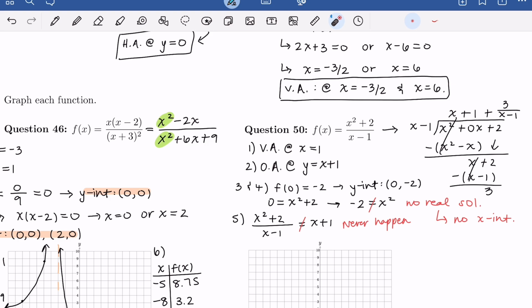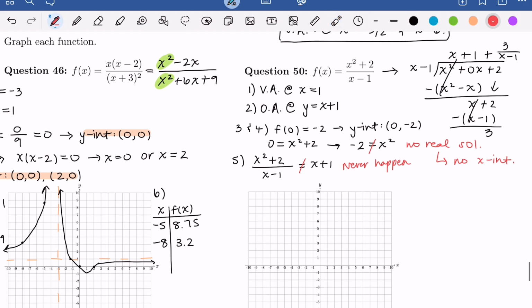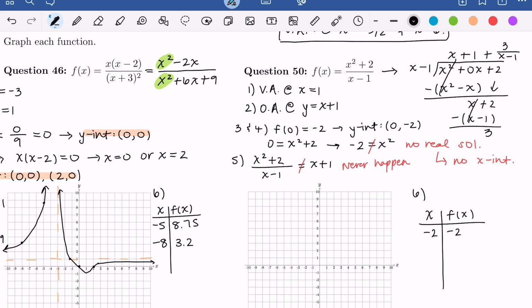And then lastly, for step 6, we might want to plug in some points and see the behavior of this function, because we really only have one point here, the y-intercept. So we're going to plot some points. Let's plug in some x values and see what we get out. If I plug in negative 2 into this function, I get a negative 2 out, so that's a nice number. Let's see what happens if I plug in a negative 3. I'm going to get negative 2.75. If I plug in a positive number, let's pick 2, this gives me 6, and if I pick 4, this also gives me 6. So these are some points that we can plot to see the behavior.